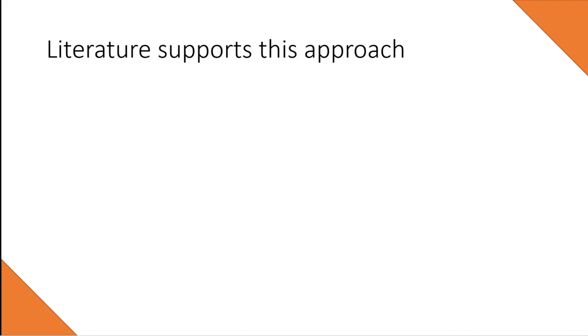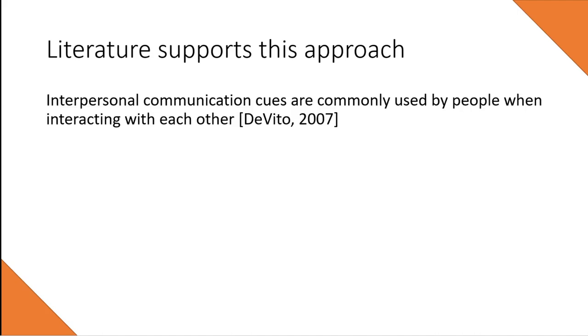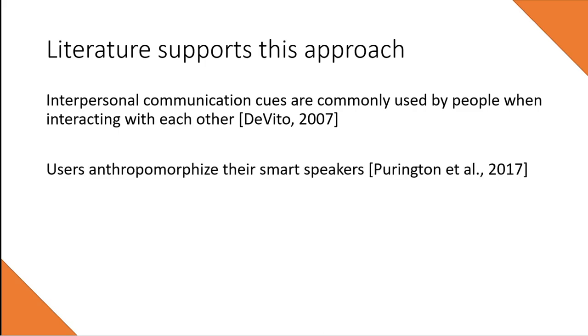From what the literature says, this approach could work. We know that interpersonal communication cues are common, and most people use them fairly consistently. They vary across culture and location, but within a given cultural context, people use these cues fairly often and consistently when conversing with one another. At the same time, some literature suggests that users anthropomorphize their smart speakers. When they talk to the smart speakers, they treat them like human beings.